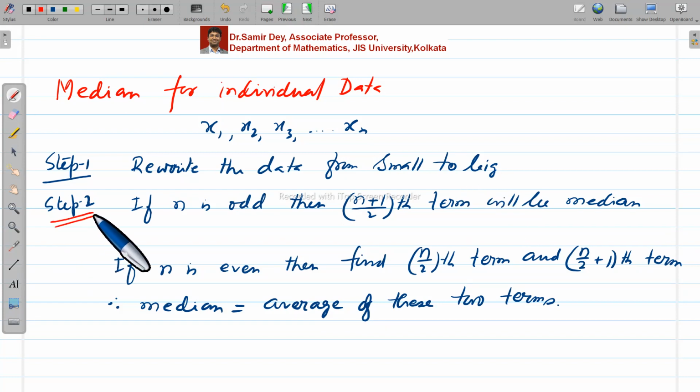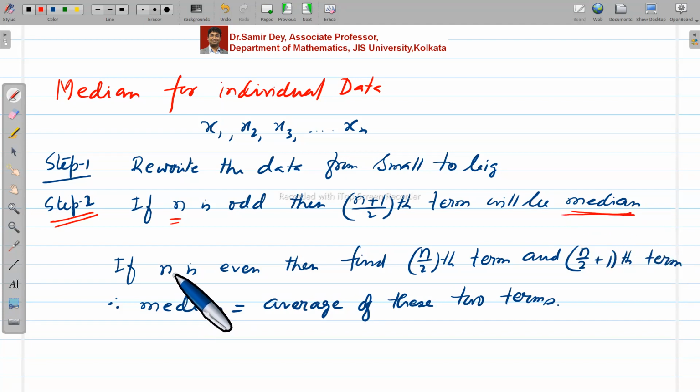Second step, if n is odd, n means the number of terms. If the number of terms is odd, then the n plus 1 by 2th term, whatever the result we will get, corresponding term will be the median of the data.